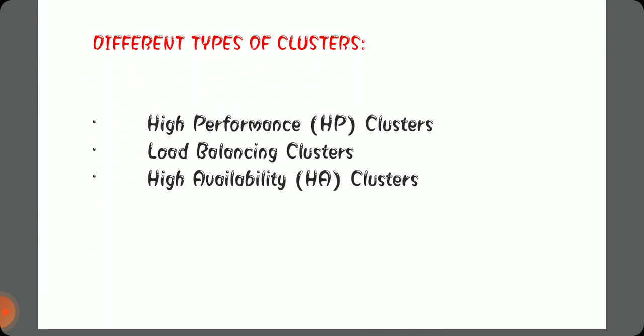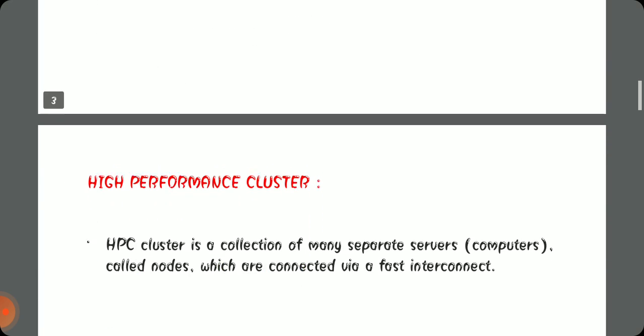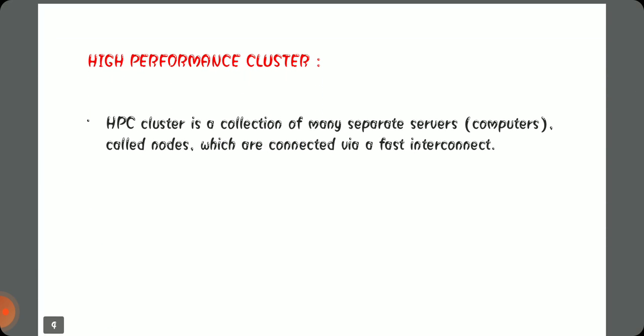Different types of clusters: high performance cluster, load balancing cluster, high availability cluster. High performance cluster. A high performance cluster is a collection of many separate servers called nodes, which are connected through fast internet.